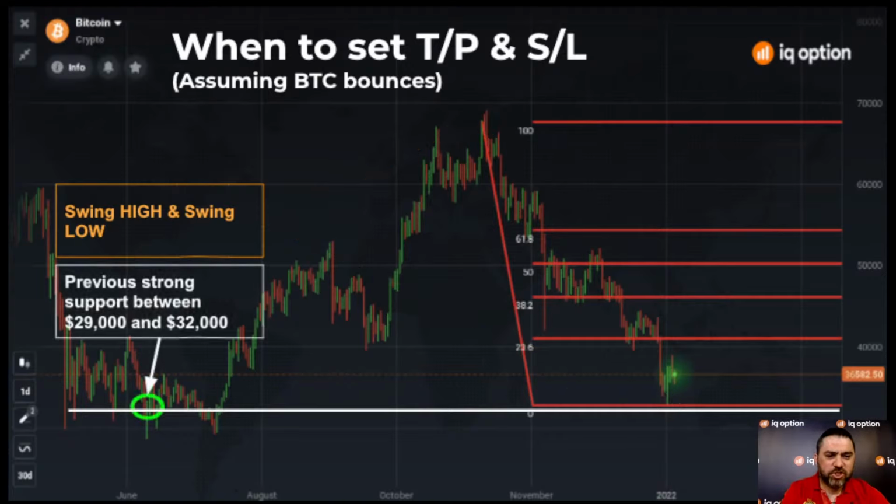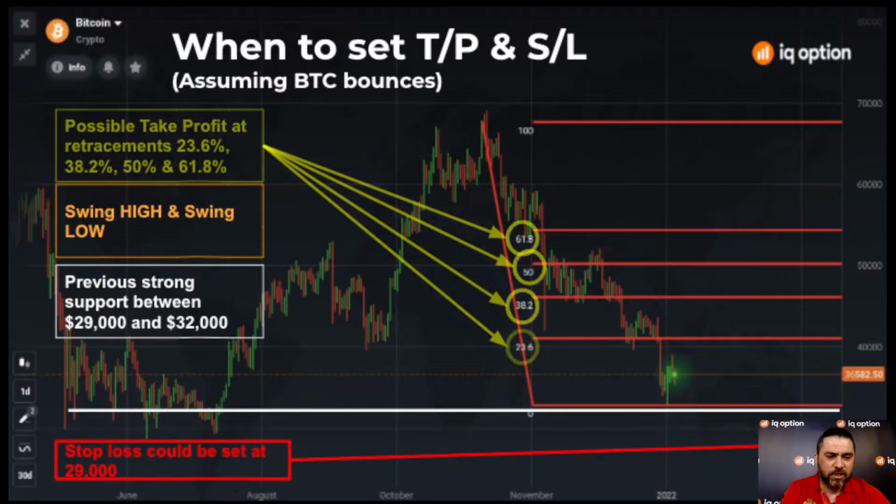So, previous strong support between 29 and 32,000. I have drawn a white line here on the previous support I found, and I can see clearly it touched multiple times down here, the Bitcoin did on the daily candles. I have my Fibonacci grid set in from the peak to the bottom. Then I can set my stop loss now at that 29,000. So if I believe the market is going to climb and it's going to go up, I'm going to aim for one of these four numbers there as my take profit.